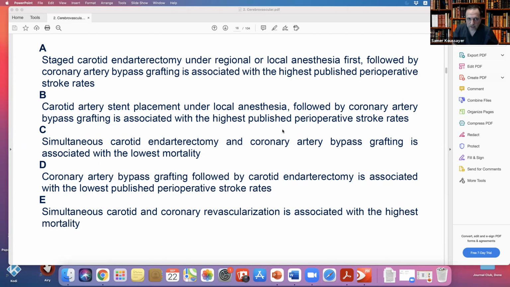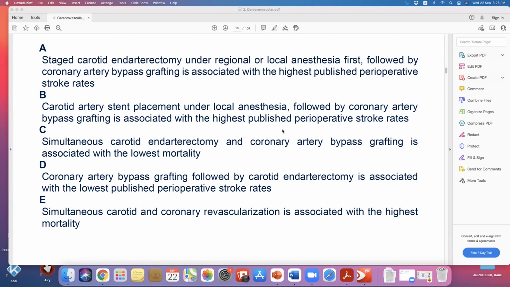So this is wrong, fellows. Highest published perioperative stroke rate? No. The local anesthesia followed by the coronary, they found this is the lowest. Option B: staged carotid endarterectomy first, followed by the coronary artery graft, associated with the highest. No, this is wrong. They found it has the lowest published perioperative stroke and death rate. That's the reason they want us to do the carotid first and then the CABG. This is what the data said, so this is wrong. Okay, next one.